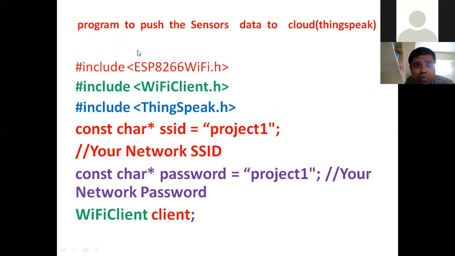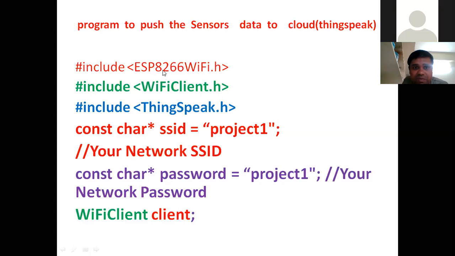Next one is the program to push the sensor data to the cloud. Yesterday we saw only one LM35 temperature sensor. Today we have connected three sensors. One is the DHT sensor. Another one is the LDR sensor.